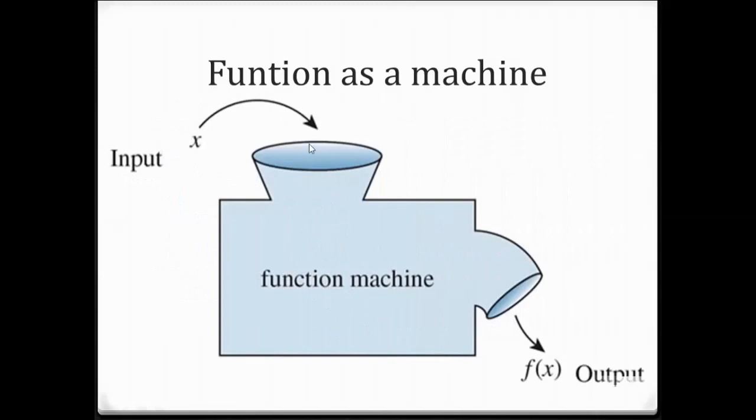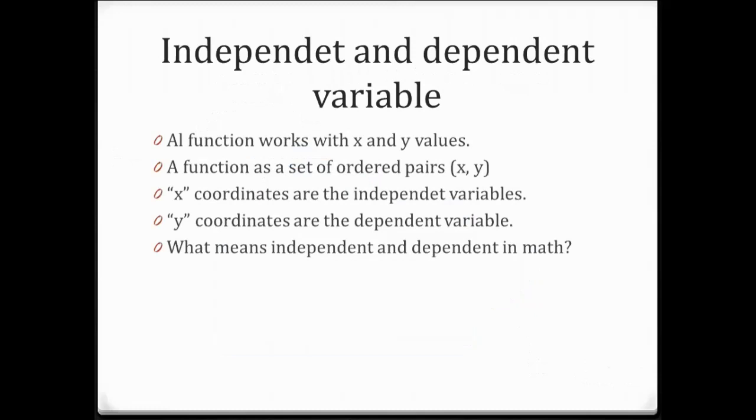So here is the main idea of the function machine. Your input is an x value. Through the procedure, you get an f of x value, or value of the range, which normally is denoted with y. This f of x normally is the same as y. We will see that later. So, independent and dependent variable.